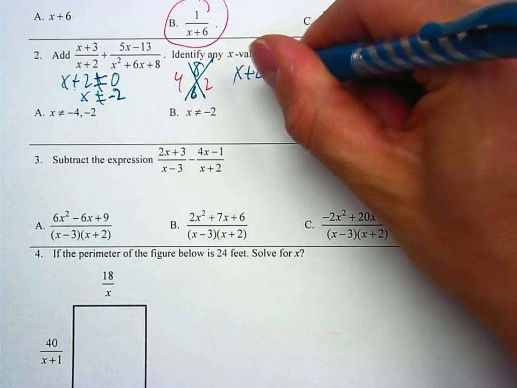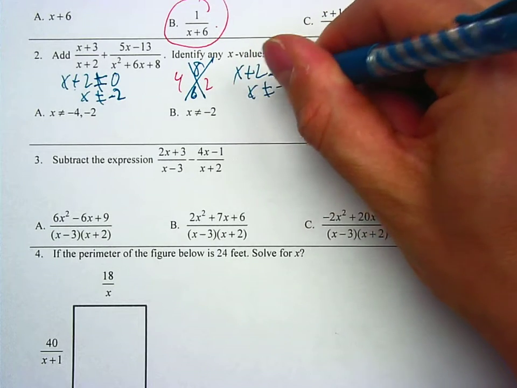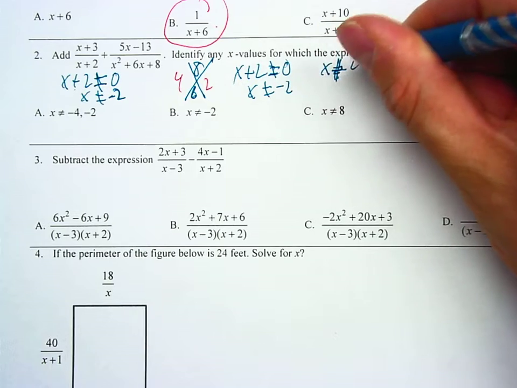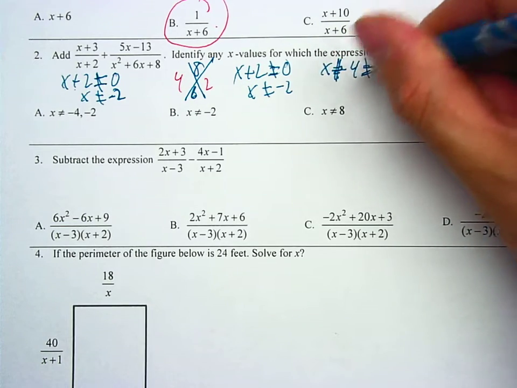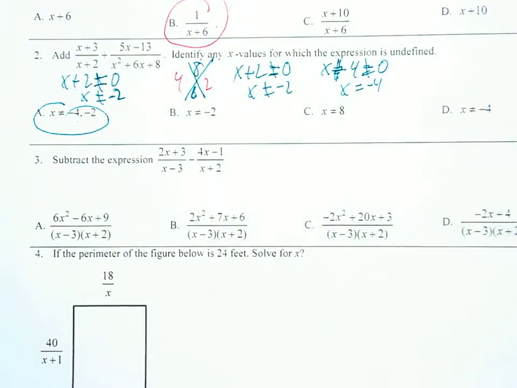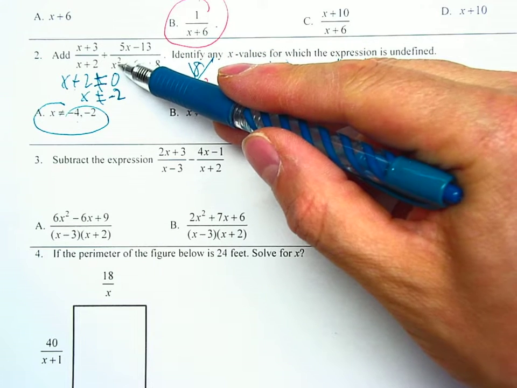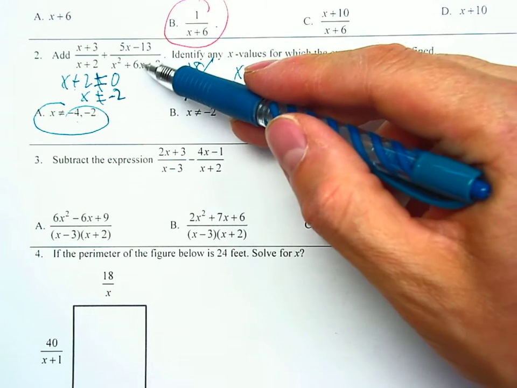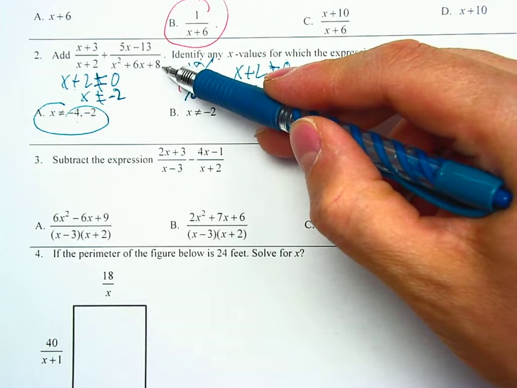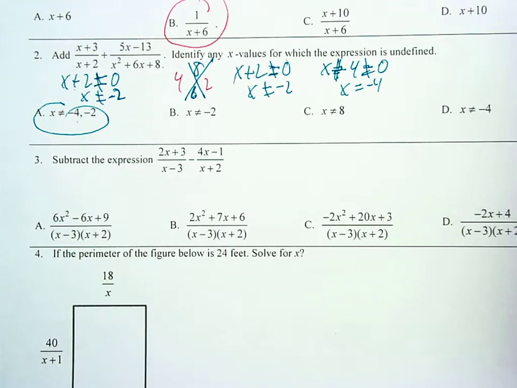So x plus 2 cannot be 0. I already solved that. x cannot be negative 2. As well as x plus 4 cannot be 0, so x cannot be negative 4. So my answers here are negative 4 and negative 2. And I can verify that those are the proper answers by subbing them in. If I put negative 4 in for x on this second fraction, 16 minus 24 plus 8 is in fact 0. So that tells me that it's a 0 in the denominator, which is undefined.